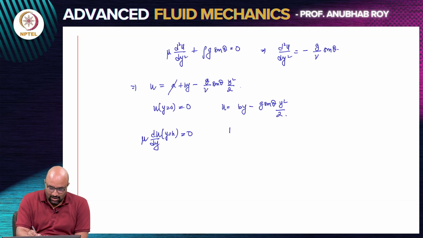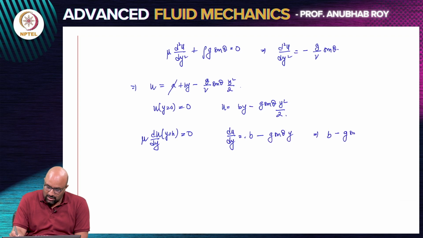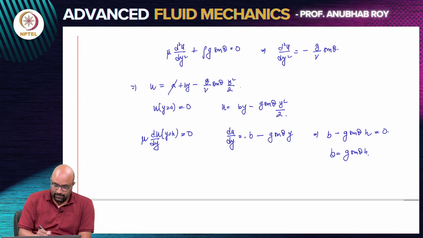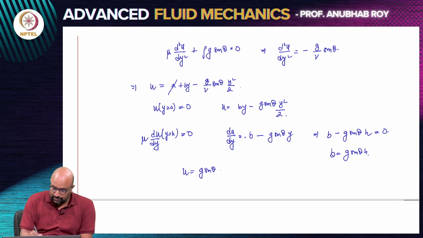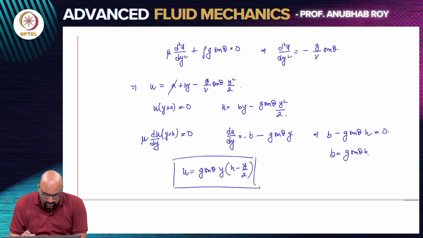So, if you integrate this now, du/dy, you will get b minus g sin theta y evaluated at the interface. This is b minus g sin theta h is equal to 0. So, that gives me the constant b, which is g sin theta h. So, finally, I have a velocity profile now, which is g sin theta y (h minus y by 2). There is a nu that I have missed somewhere. Yeah. So, this is a nu here.